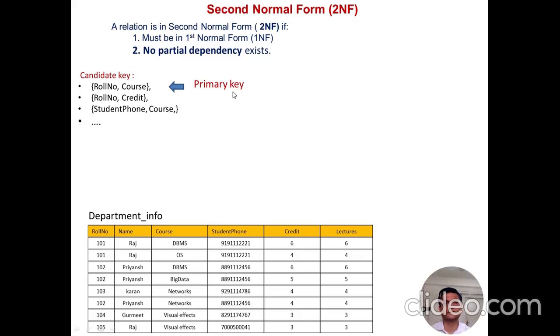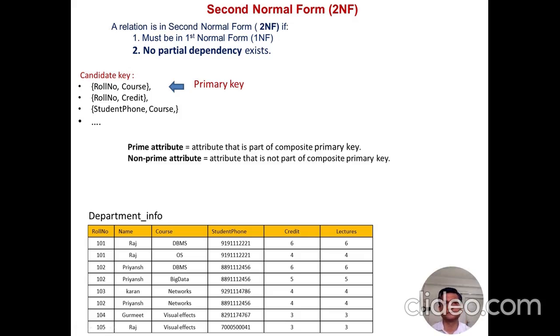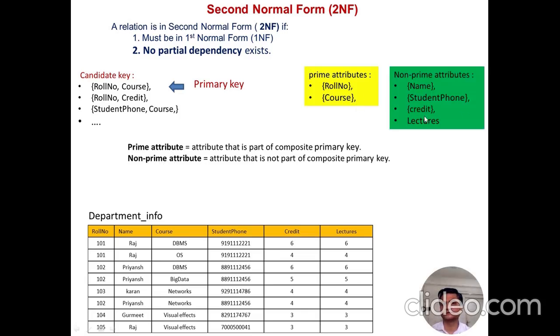Now, attributes can be divided into two categories. Prime attributes, attributes that are part of the primary key. Non-prime attributes, attributes that are not part of the primary key. In our example, the prime attributes are roll no and course, and the non-prime attributes are name, student phone, credit, and lectures.